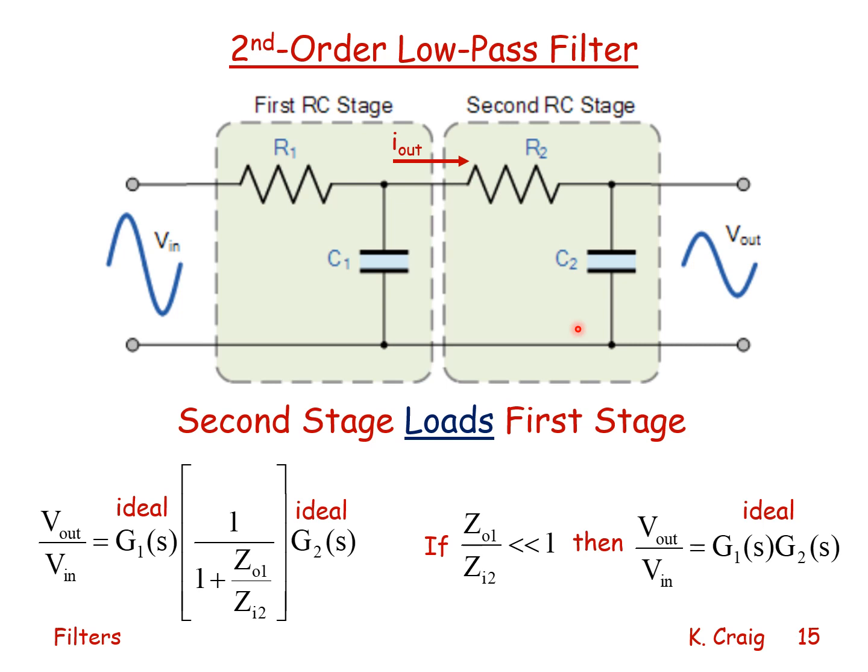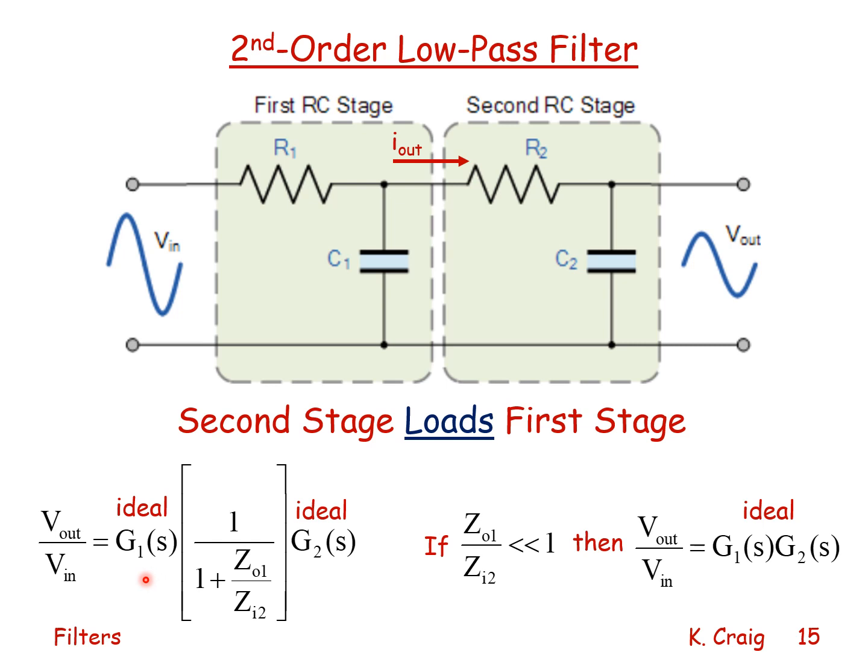What does this mean? It means that for the downstream stage, we can use our ideal unloaded transfer function, which we will call G2 of S. Remember, S is just our differential operator. However, the upstream stage, its transfer function needs to be modified. And the modifying factor is as follows.